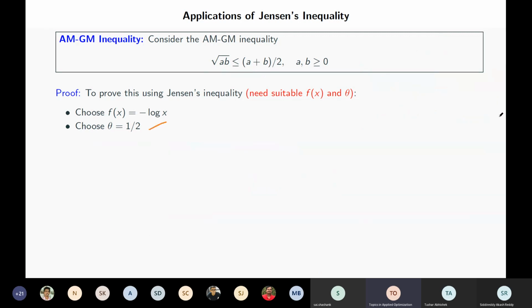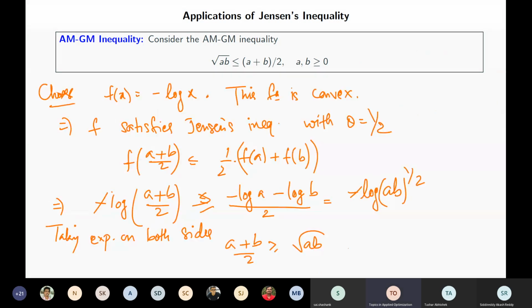In the previous proof that we did here, we have chosen theta to be half, but if we choose theta to be something arbitrary, then the two weights we choose are theta and 1 minus theta. Then if we apply Jensen's inequality, so let us say theta 1 will be this and theta 2 will be this.